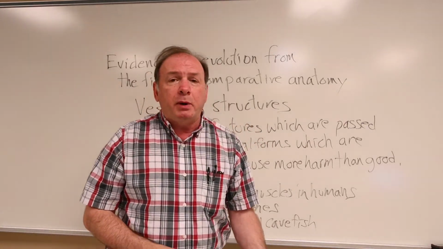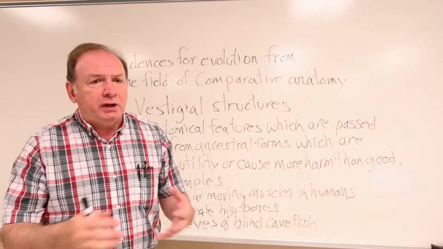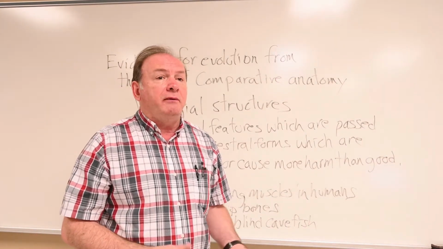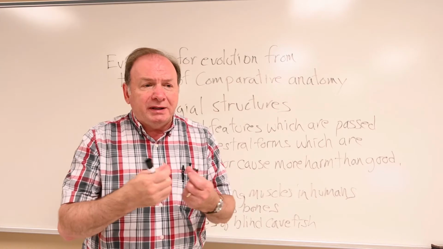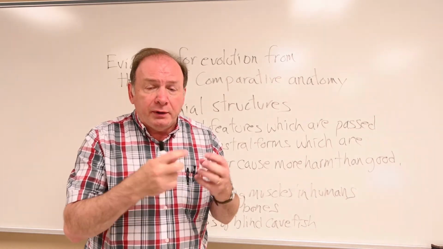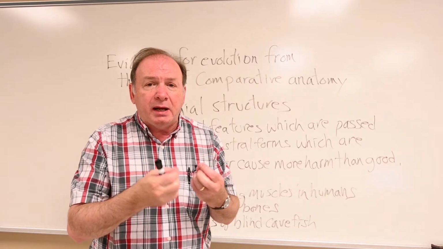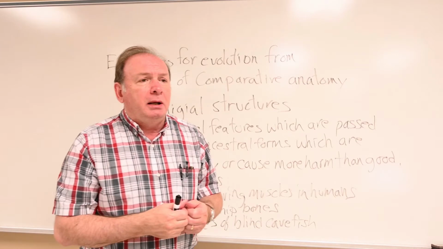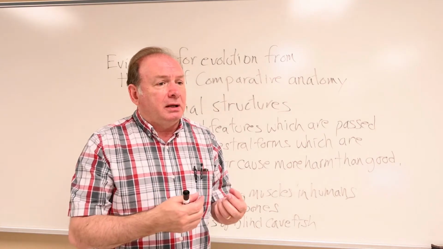They don't serve any purpose for a blind cavefish. They can't use them to navigate in their dark environment. And so usually these become to the point where they're no longer useful. Their anatomy begins to develop, and they have this vestigial set of eyes. So anyway, that's an example.